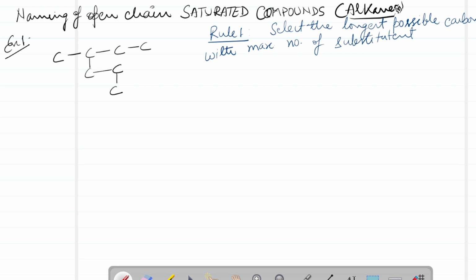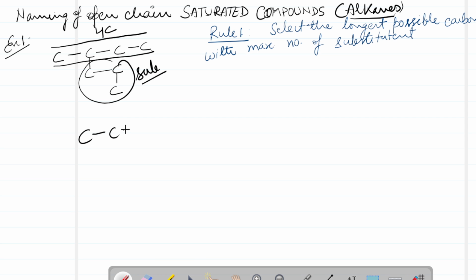Rule 1: select the longest possible carbon chain with maximum number of substituents, right, clear. Now here if I select this, there would be 4 carbons in the principal chain and one substituent, right. 4 carbon principal chain and 1 substituent.